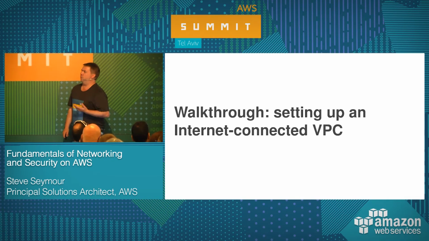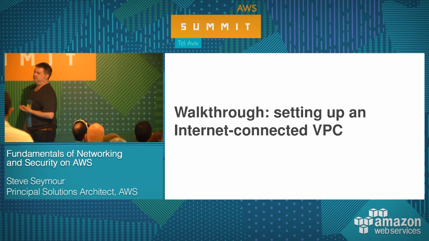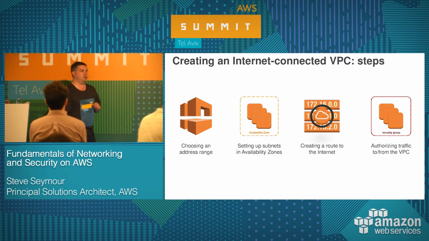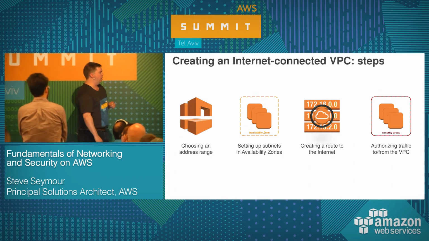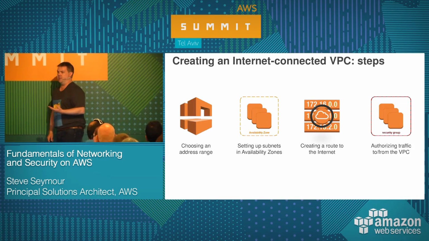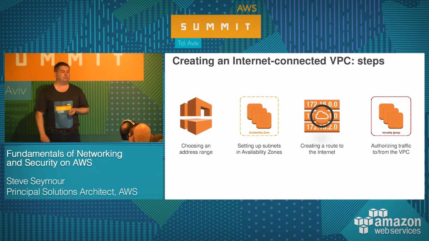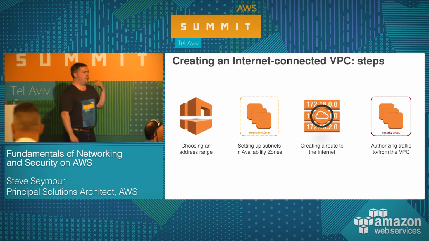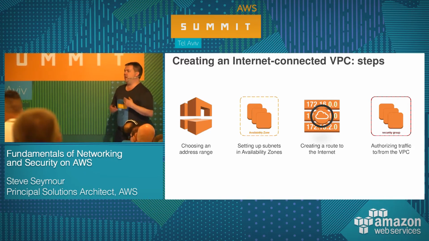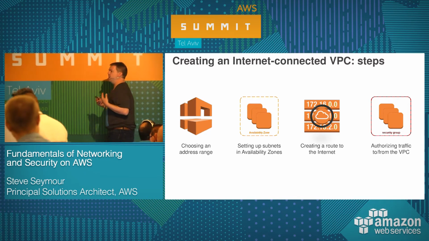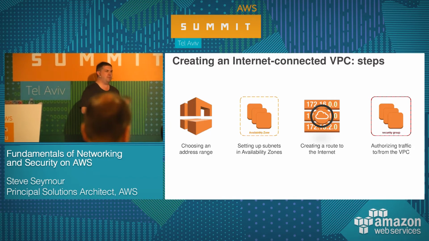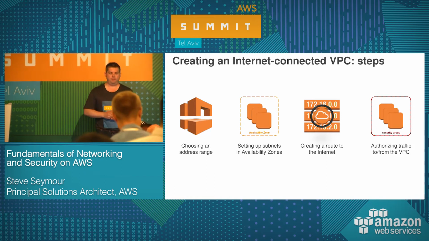And to do that, there are 4 really quite simple steps. The first thing we need to do is choose what IP addresses we want to use within our VPC. Once we've done that, we need to then create our subnets, which are aligned to the availability zones within the AWS region. We need to then create routing out to the internet. And then finally, we need to actually allow the traffic to flow. We need to configure the security within our VPC. So with these 4 simple steps, we can build our internet-connected VPC.